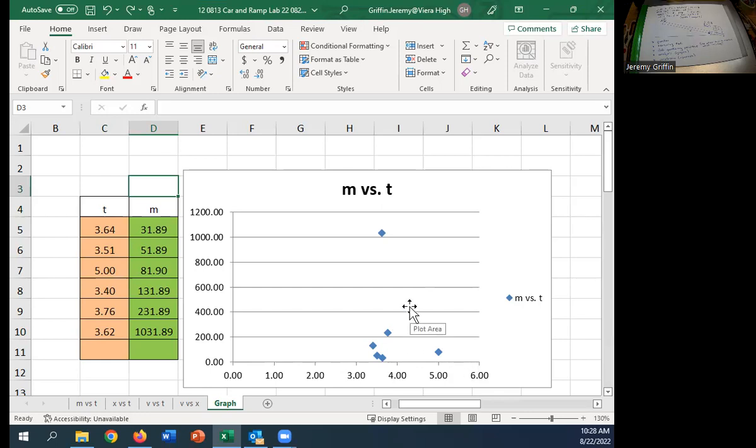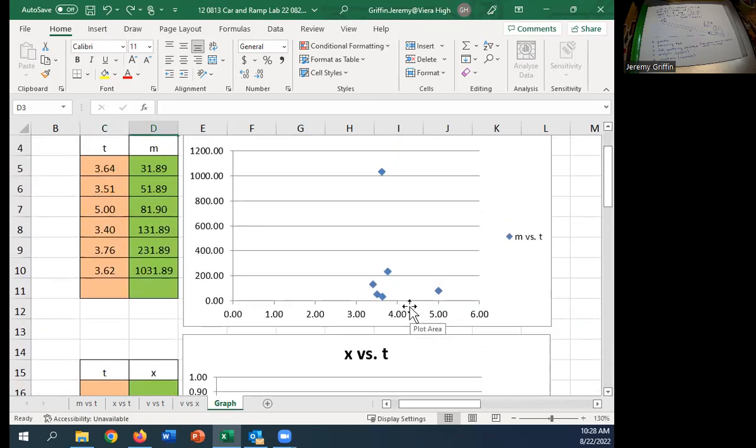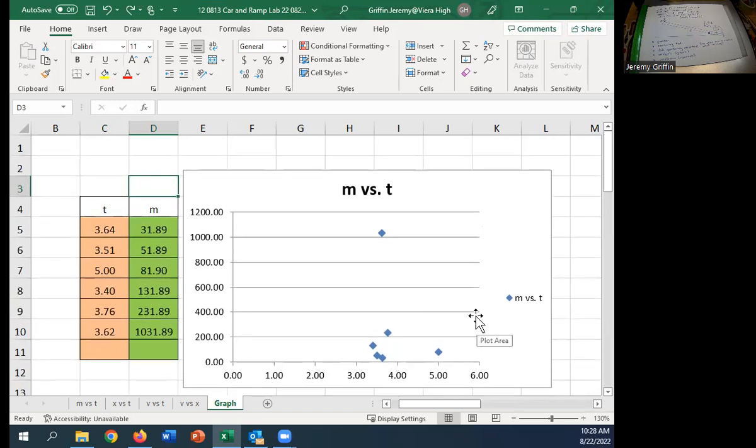All right, next one. If you worked in this group, just do mass versus time. Just draw a vertical line and say, okay, that's the general trend. It's just going to be a vertical line. Just have the shape of the graph. That's the relationship: there's no relationship. Next one.